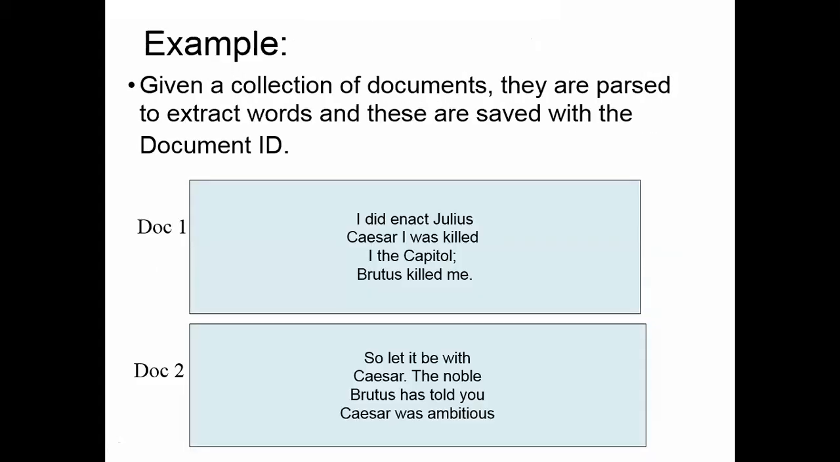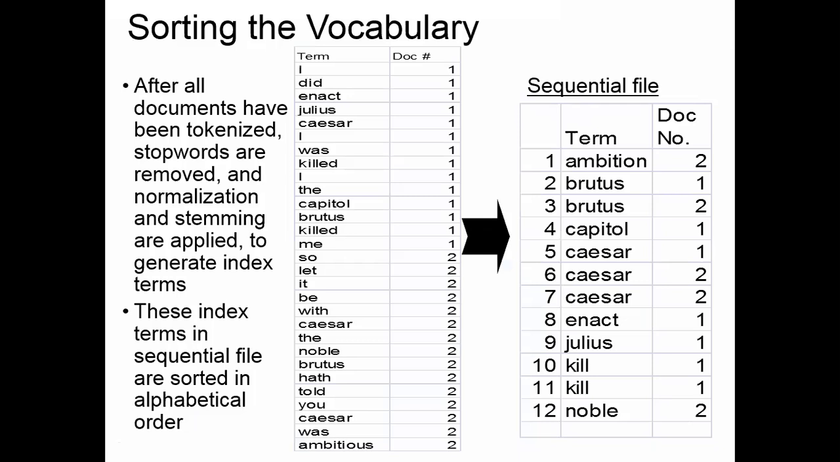Let's take an example. We have assumed 2 documents. The first one contains this text. The second one contains this text. As we said, the first step is tokenization, stopword detection, normalization, and stemming. Normalization will give us each term that is available in the 2 documents. All the terms are identified.